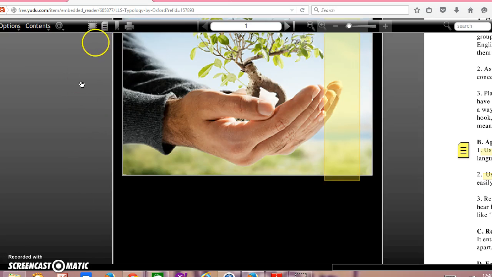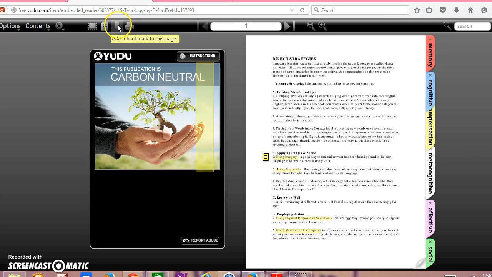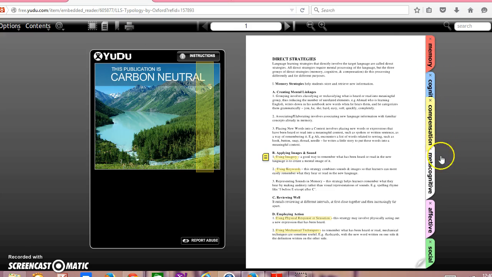Okay, the third feature that you can see here is a bookmark. The bookmark is used, you can put a bookmark like what I did here: memory, cognitive, compensation, metacognitive, affective, and social. This is how you want to add a bookmark.